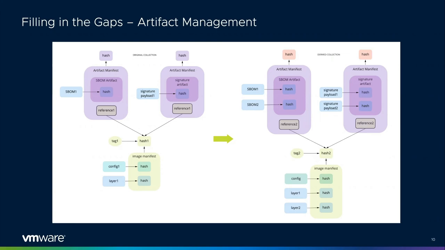So in order to support that requirement, there are a number of changes that need to be done on the OCI image spec and on the OCI distribution spec. And there's a working group under the OCI that aims to do this. So this would help us not manage so many tags, and instead you'd be able to refer to all of the supplemental artifacts for the container image with just one tag.